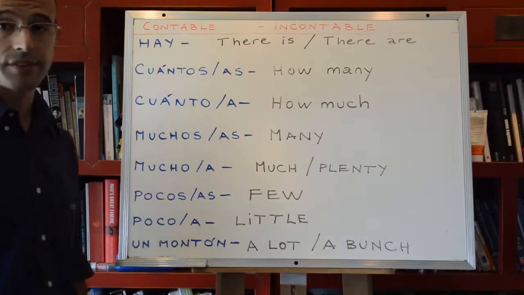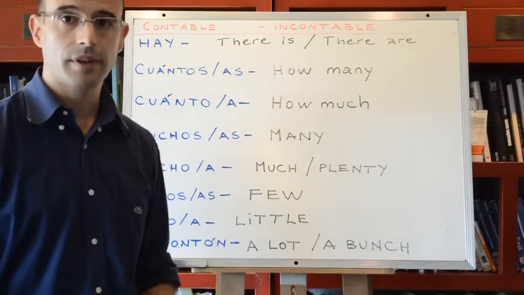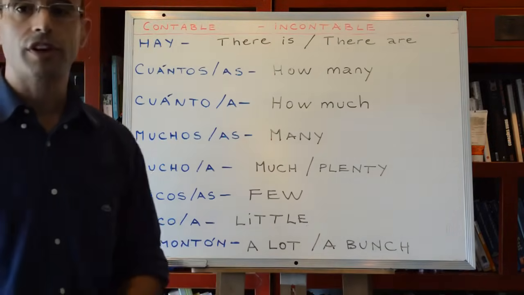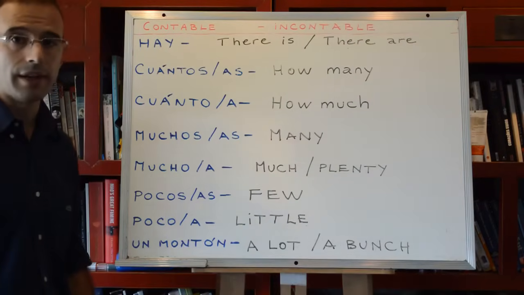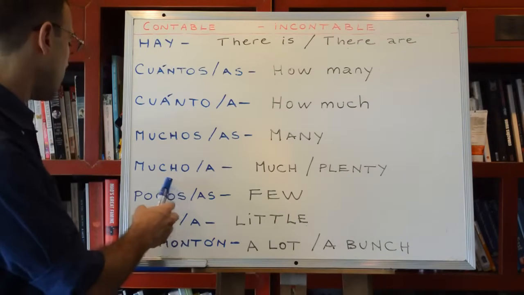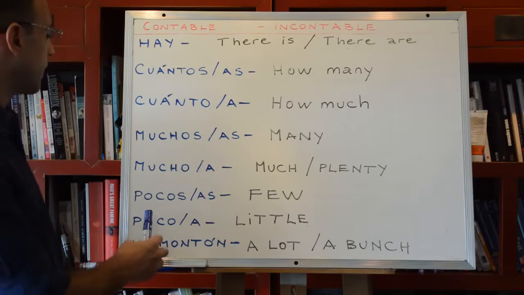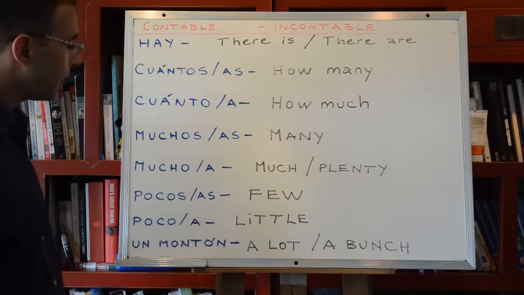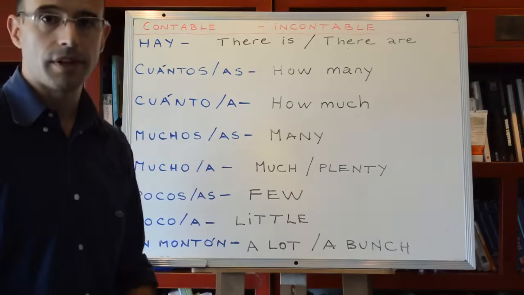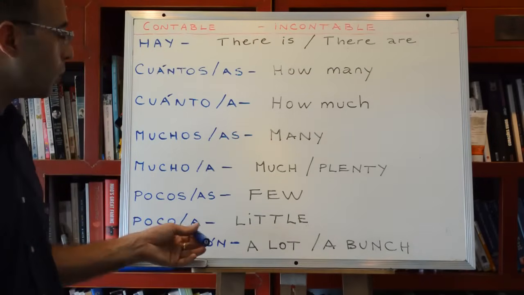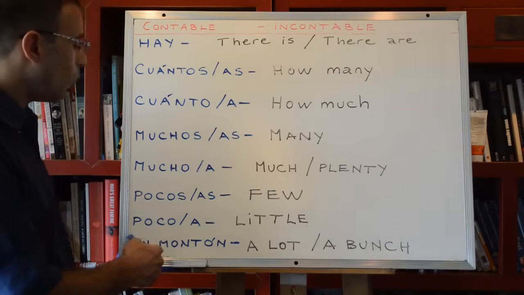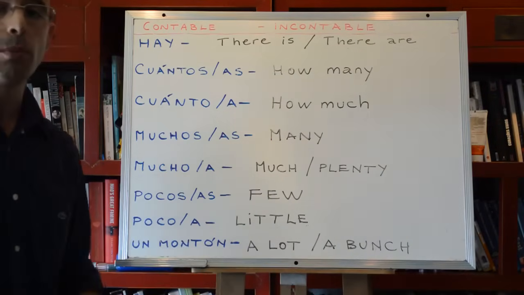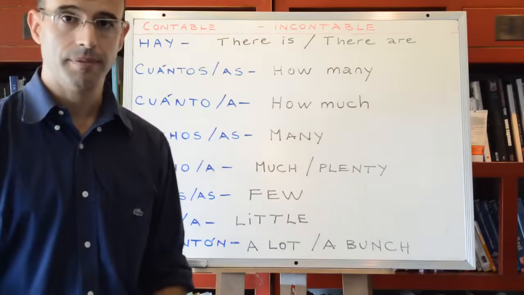Pocos y pocas son los contables masculinos y femeninos respectivamente, ¿sí? Y estamos siempre hablando de plurales, ¿bien? Pocos y pocas. Poco y poca sería para incontables. Poco dinero, poca agua, etc. Y un montón puede usarse como comodín, ¿sí?